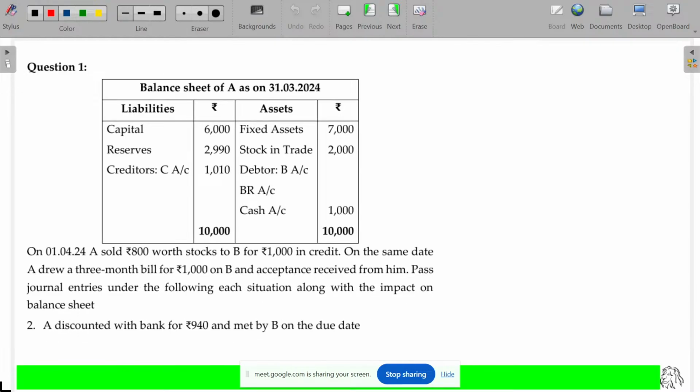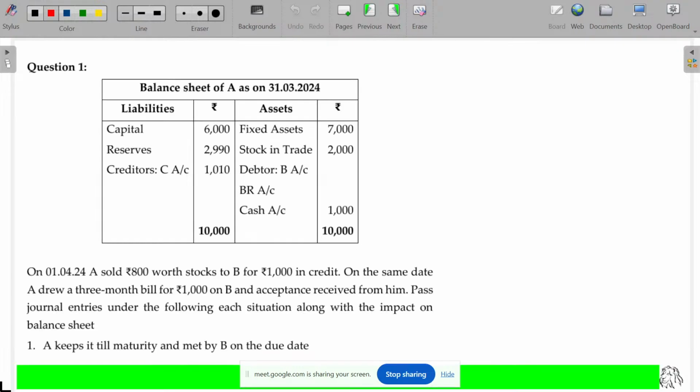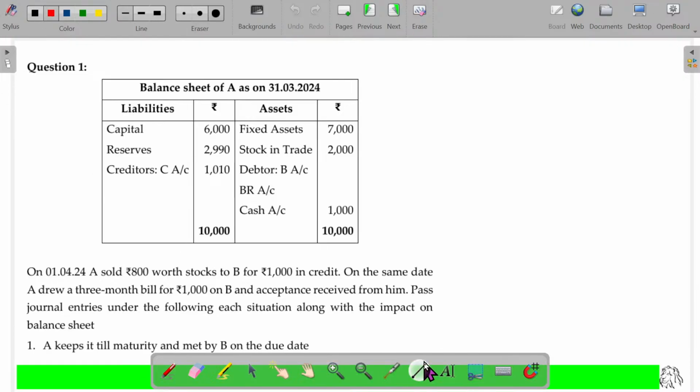So in this very first class, I may try to finish up 3 types here. What are the 3 types? One is keep till maturity and honoring, discounting and honoring, endorsing and honoring. So these are the 3 scenarios we are going to study. Come on. We'll start with the journal entry, passing the journal entry here.